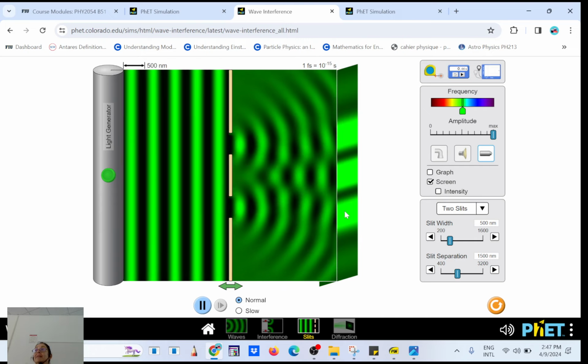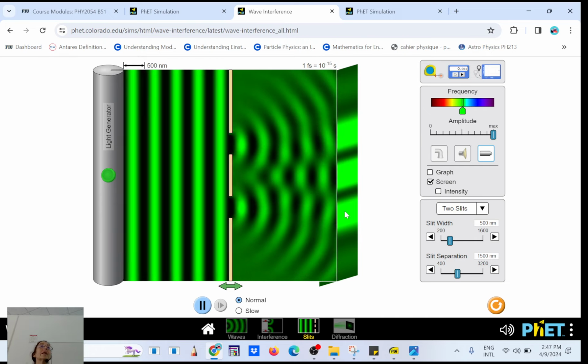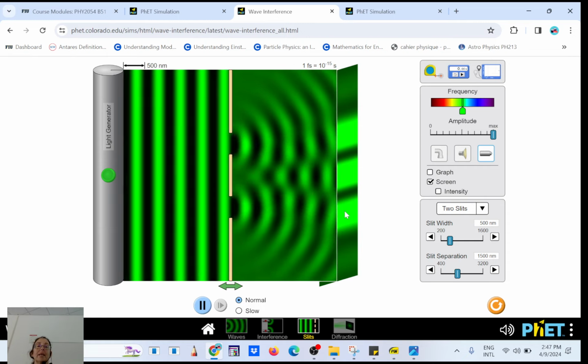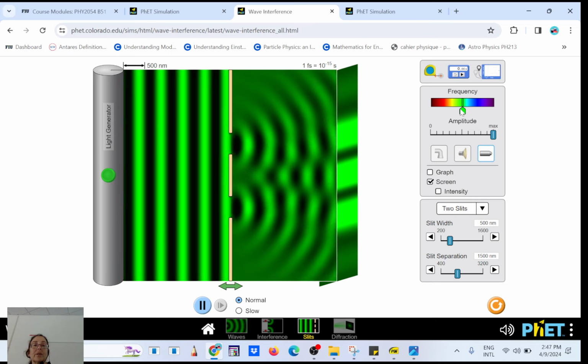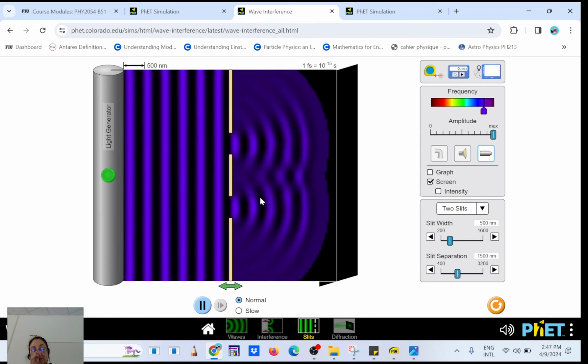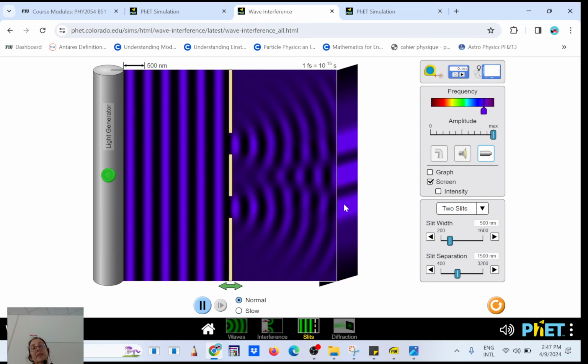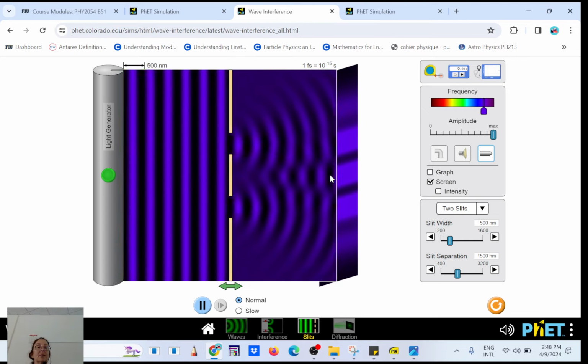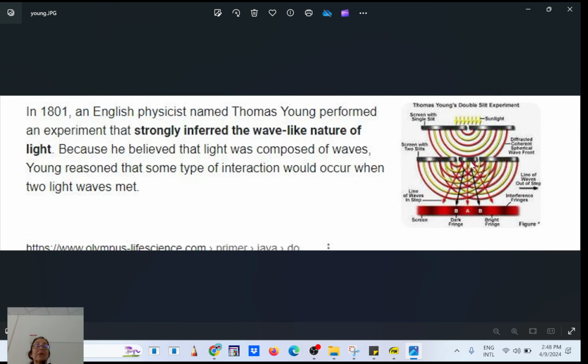So this is called interference, and that was the proof that light behaves like a wave. Okay, if I decrease the frequency, it's not going to be the same. If I take blue, for example, on the screen, the pattern is going to change, but you see here, along here, light will cancel each other. Here, light will reinforce each other. So this is called interference. So this is called the Thomas Young experiment.